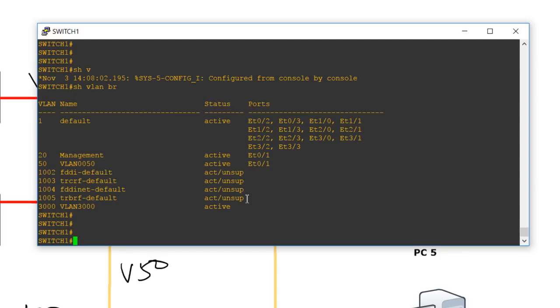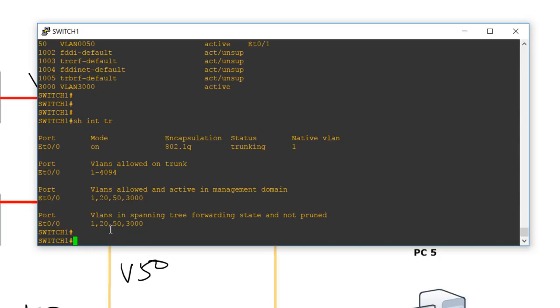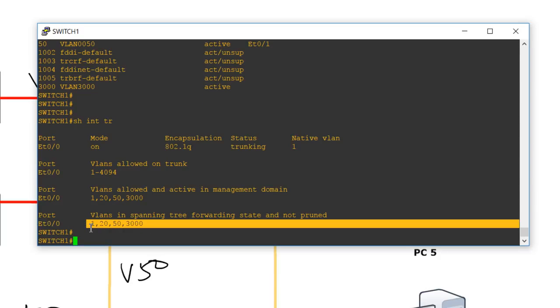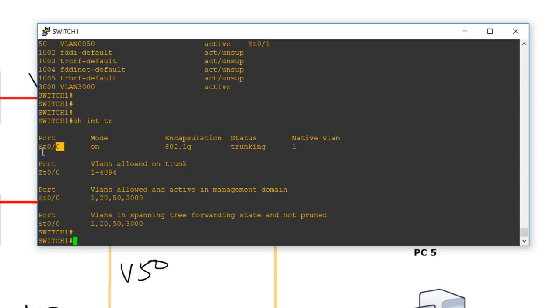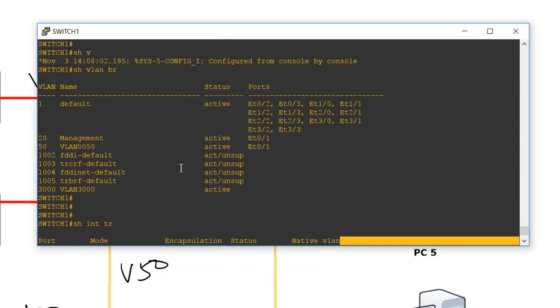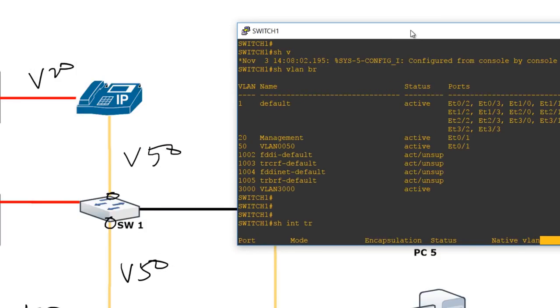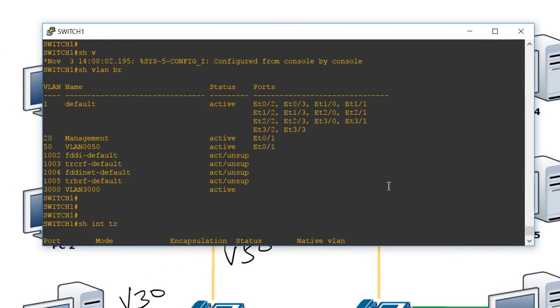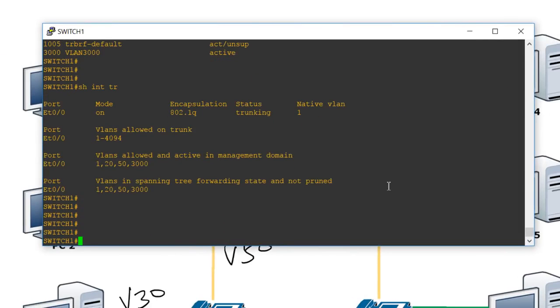Now trunk is where all the VLANs are allowed through. So we say show interface trunk, and we can see that on this trunk, all the VLANs are allowed through: 1, 20, 50 and 3000, but Ethernet 0/0 is the only trunk. So technically, when you do voice VLAN and data VLAN, each of those ports acts like a semi-trunk because it's allowing more than one VLAN, but for all practical purposes, it is still an access port.